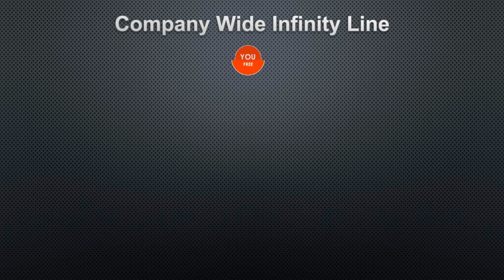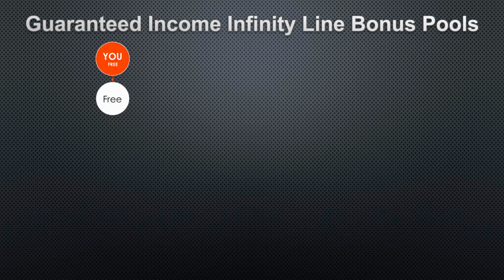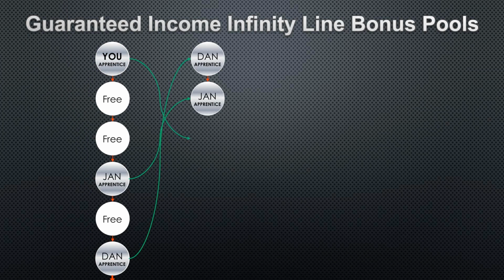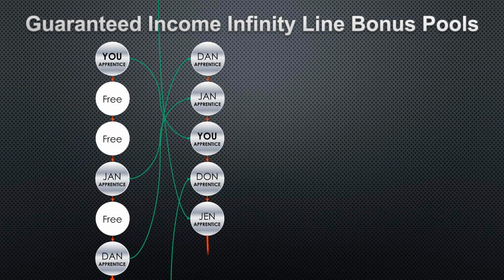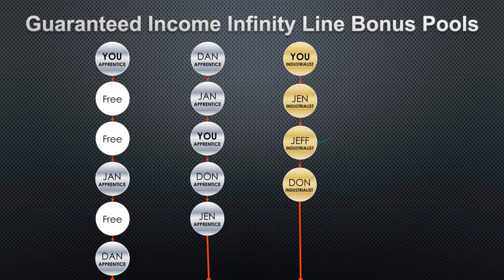There's a company-wide infinity line that we already showed you exactly how it works with the referrals and everything else. And that, as we showed you, feeds what we call our apprentice members. So it comes in here and apprentice members qualify. It fills up the apprentice bonus pool like we just showed you. But in addition, we have two other bonus pools that go along with our other products. We have an industrialist product, the industrialist game board.